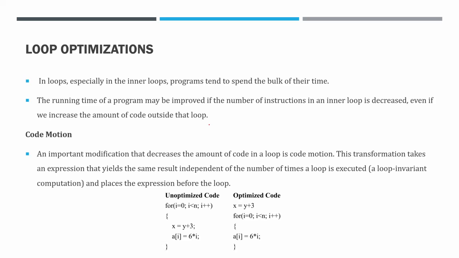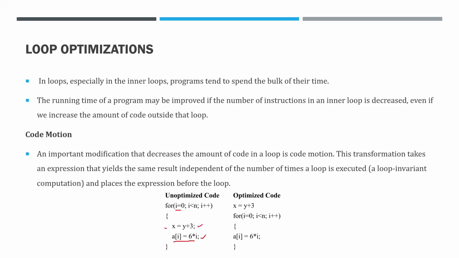An important modification that decreases the amount of code in a loop is code motion. In this transformation, it takes an expression that yields the same result independent of the number of times the loop is executed, which we call a loop invariant statement, and places that expression before the loop. Consider this example: this is the loop, and here we have the statement x is equal to y plus 3, and after that a of I is equal to 6 into I. This statement makes use of the loop variable I, so its value will change whenever the loop iterates.